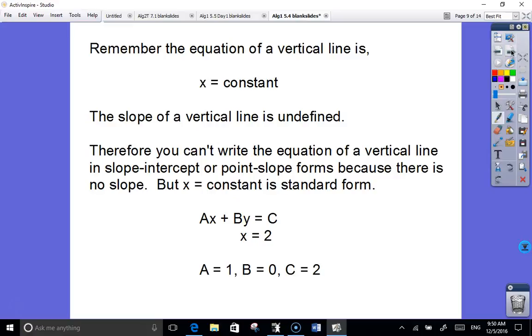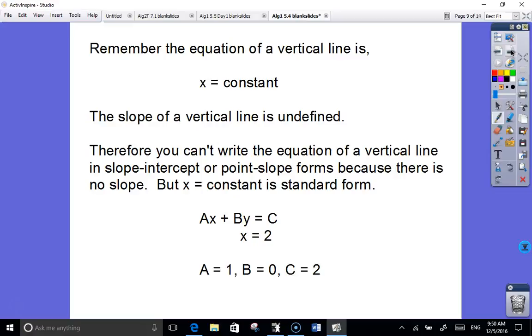So remember the vertical line? Vertical line is when you've got x equals a number, right? X equals a constant. What is the slope of a vertical line? Undefined, right? It's not going up or down. It's straight up. It's not even going left or right. So you can't even ask the question, what's it doing from left to right?